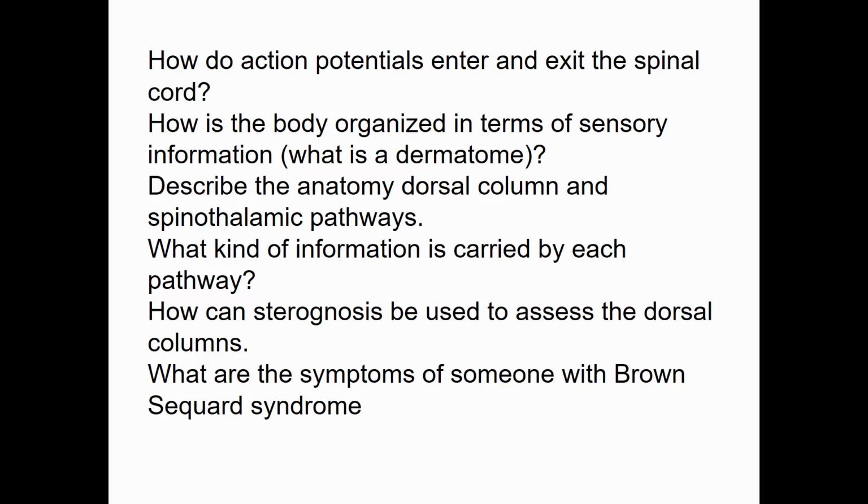We need to understand the anatomy of the dorsal column pathway versus the spinothalamic column. These pathways are different in their anatomy, they're different in their speed and their discrimination, they're different in the kinds of modalities they carry. And then we're going to do a couple of application problems. One is with stereognosis, and the other is with something called the Brown-Séquard syndrome.